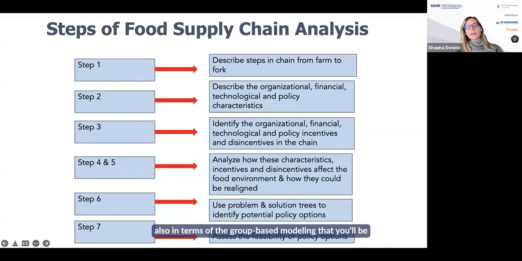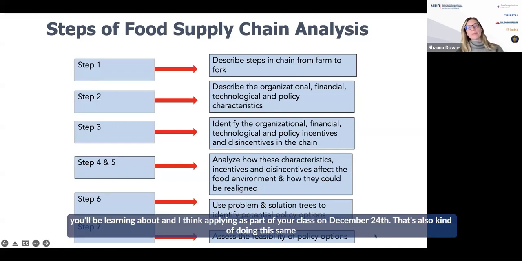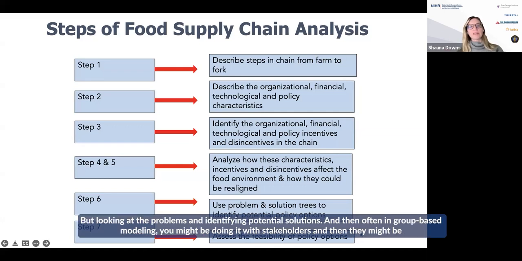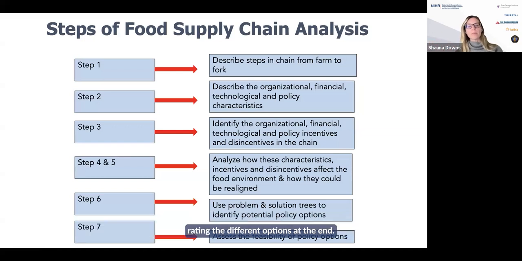Also in terms of the group-based modeling that you'll be learning about and I think applying as part of your class on December 24th, that's also kind of doing the same type of approach, just using different methods, but looking at the problems and identifying potential solutions. And then often in group-based modeling, you might be doing it with stakeholders, and then they might be rating the different options at the end so that you can have a list of, say, prioritized policy actions.